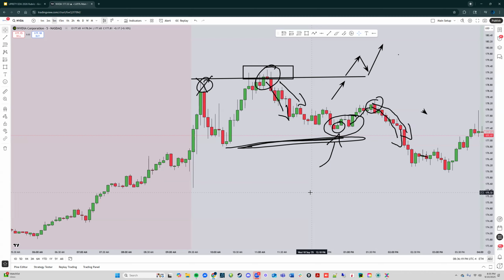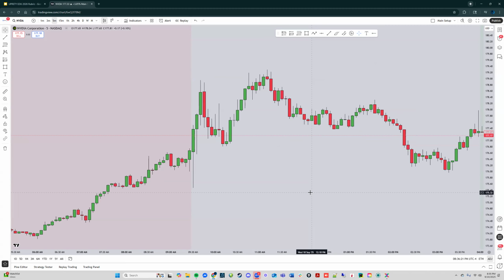So that's the type of information that you need to pick up from candlesticks. Once again, the more time you spend on the charts and the more time you give it, the better you're going to get at telling the story.